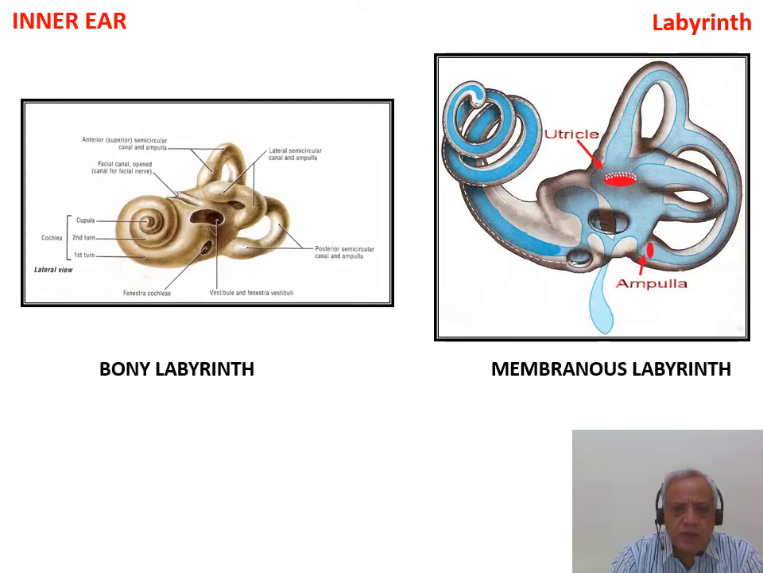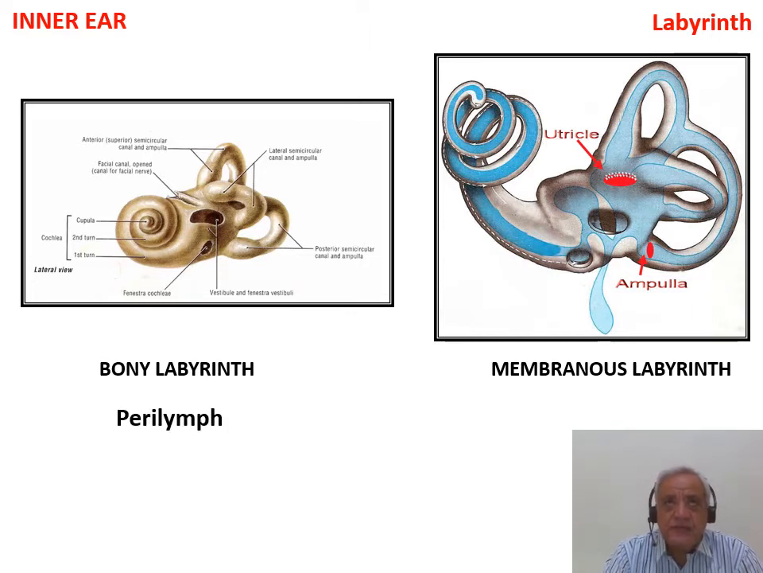The main structure of the labyrinth, whether in the cochlea or in the vestibular system, is the membranous labyrinth. This is where the hair cells are present, where we can hear, and where we have the receptors to maintain our equilibrium. But because this membranous labyrinth is very fragile, it is protected by the bony labyrinth. So in the labyrinth, whether cochlea or vestibular system, the membranous labyrinth is present inside the bony labyrinth.